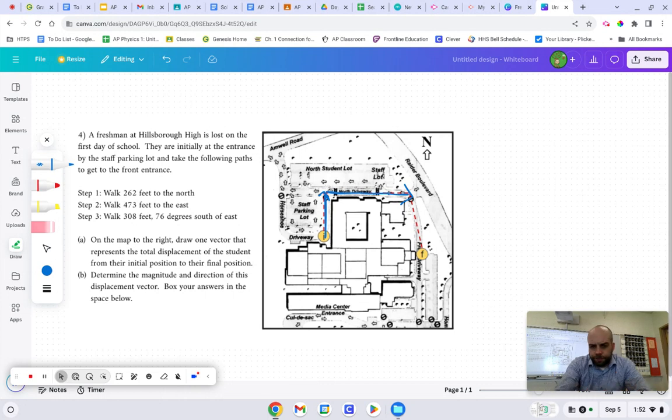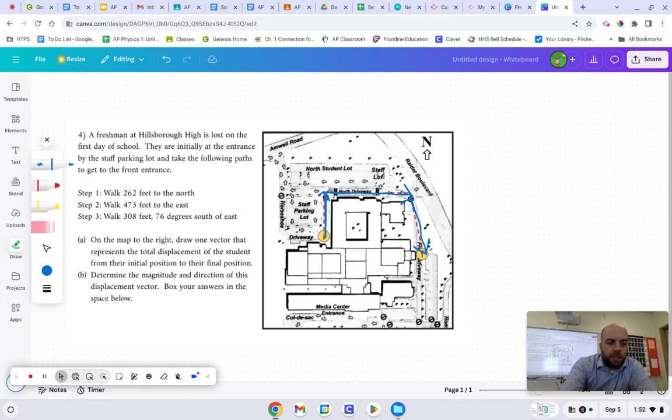So that means they're going east and south. They're at east and then a lot south, because that's 76 degrees, all the way down there. And what we have is a little I and a little F. Part A says, on the map to the right, draw one vector that represents the total displacement of the student from their initial position to their final position.